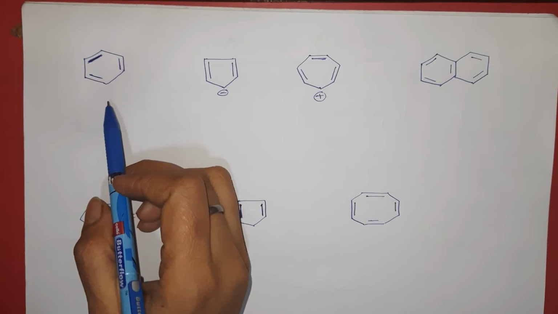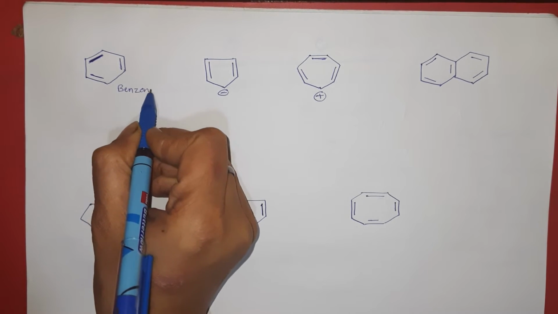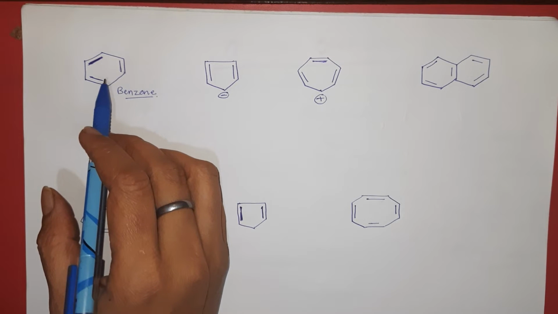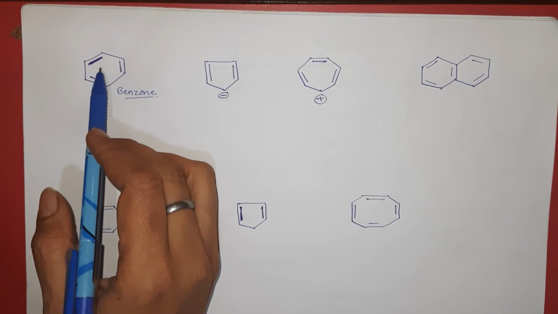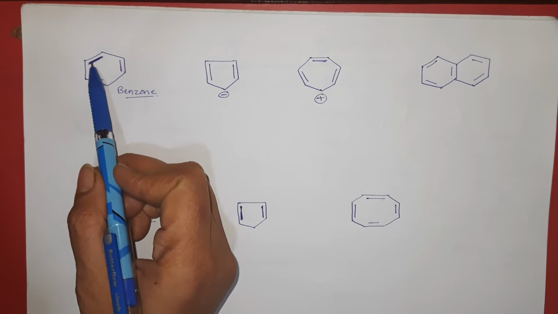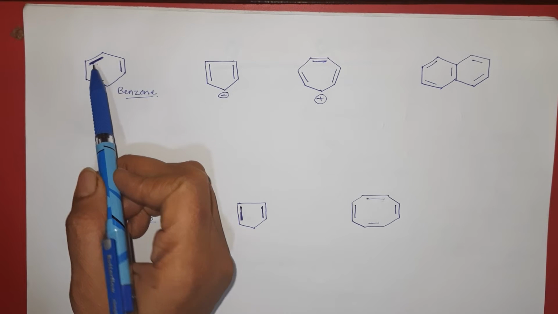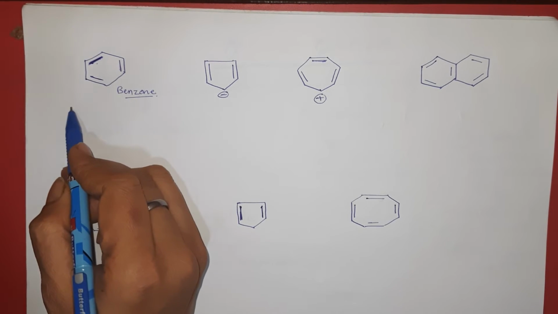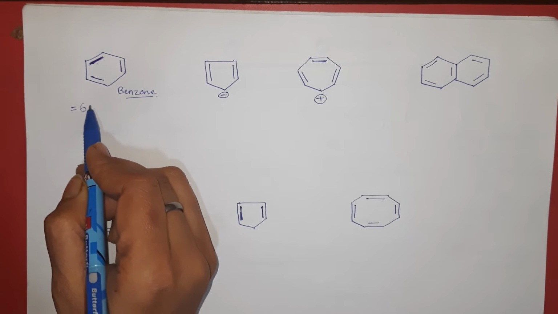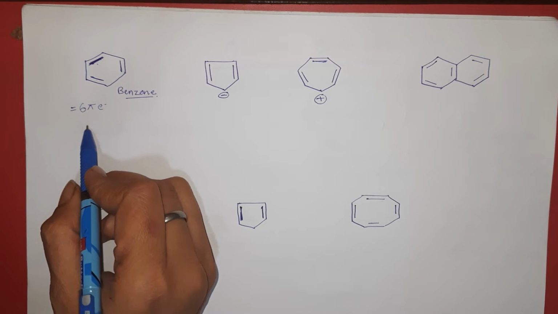So let's say you have this system, this is a benzene molecule, and you have to calculate the pi electron involvement. So if you calculate, 2 delocalized electron for this bond, to 2, 4 and 6. So how much pi electrons are delocalizing here? 6 pi electron.